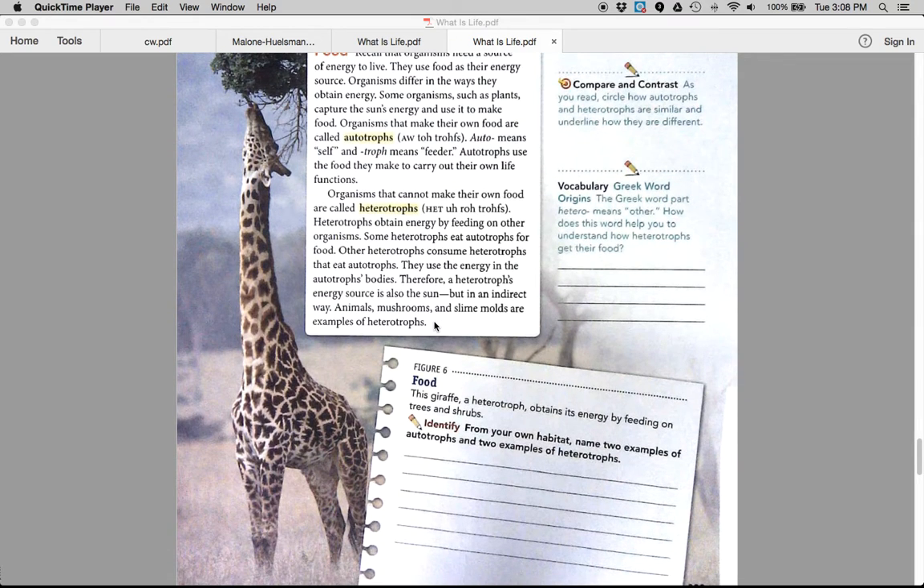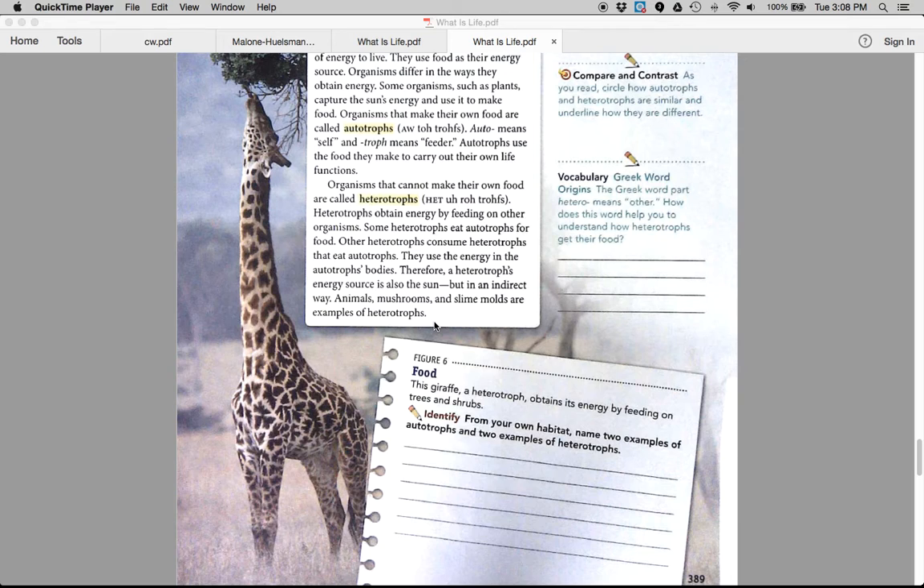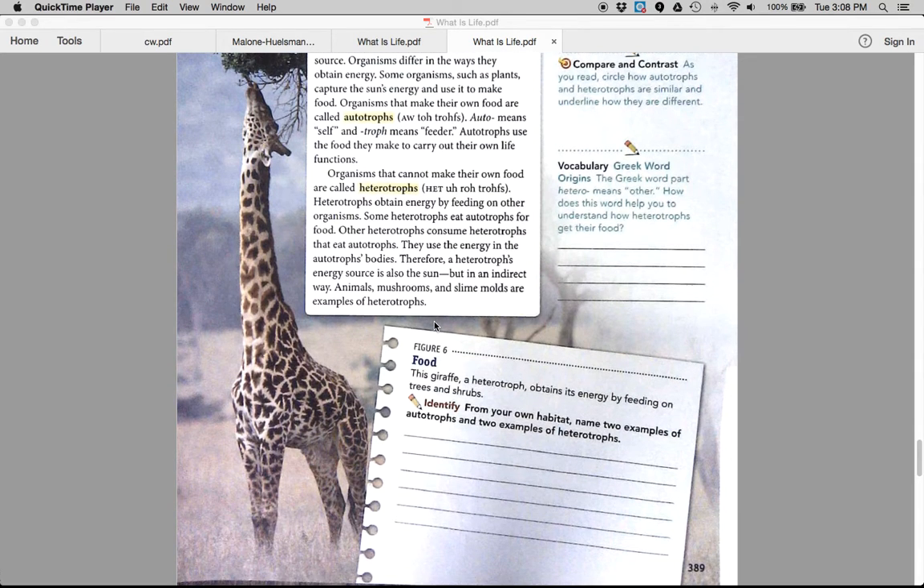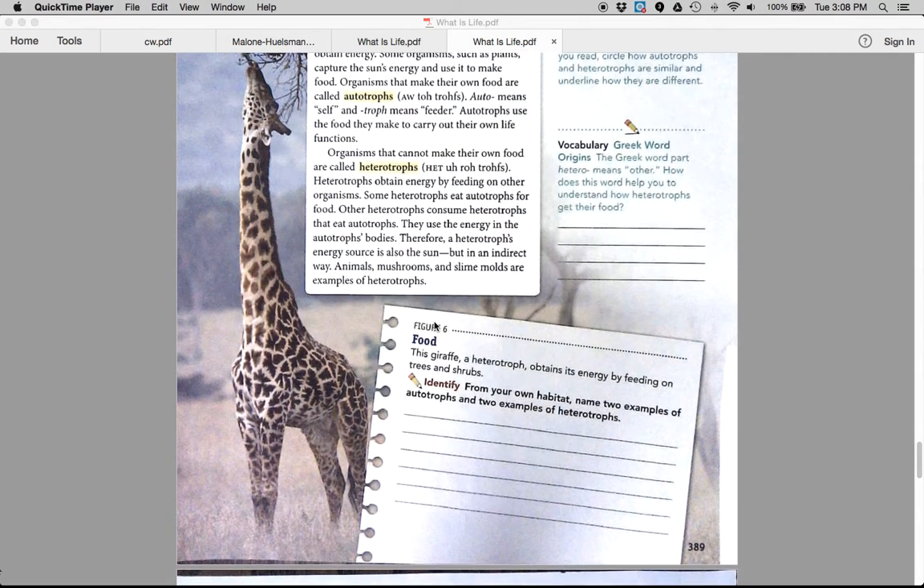Animals, mushrooms, and slime molds are examples of heterotrophs. So we are heterotrophs. We cannot make our own food. We have to obtain our food.